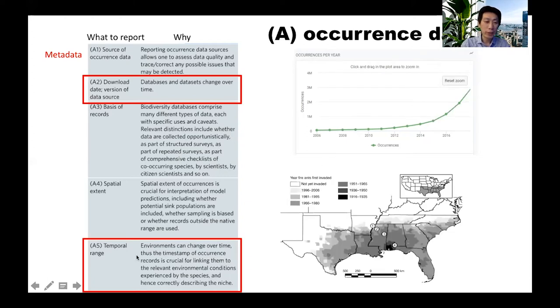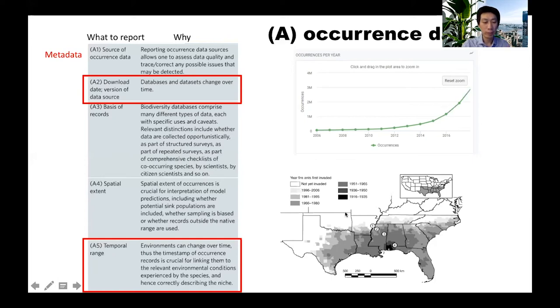Another thing I want to emphasize is that the temporal range of occurrences is important. Why? That's because species distribution is always dynamic. It's never static. It changes with the environment, and it will change as time goes. Here, this map shows the range dynamics of the fire ant in the US. It was originally introduced into this location, and then over time, it gradually expanded. That means without knowing the exact temporal range, it will be difficult to know what kind of data would be included, and that would mean the final model would be greatly affected.